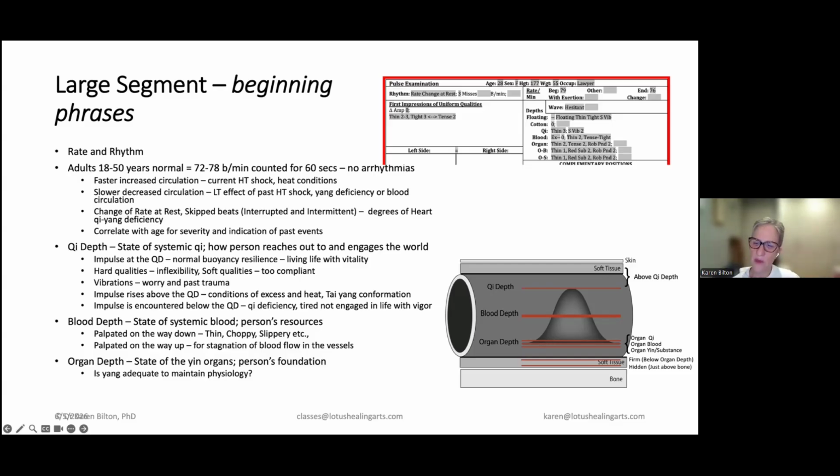If we have the impulse at the chi depth, we know that is telling us a lot about the patient. And I always like to remind people that we're feeling the pulse of a person. We're not just identifying chi and blood and yin and yang. We're feeling the pulse of a person. So if that impulse is at the chi depth and the pulse has a normal buoyancy, then we know that person is living life with vitality. They've got a resilience. When there's a stress to the system, they can roll with the punches and then recover. So that's giving us good information about the person.